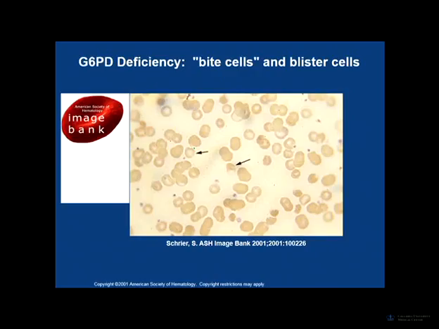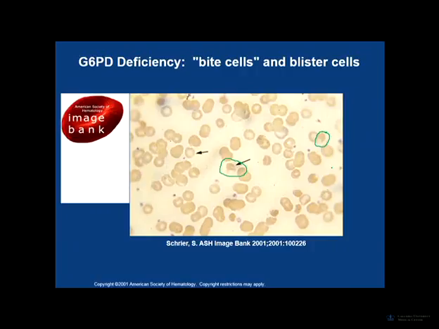You get what we call bite cells. This looks like this red blood cell has had a bite taken out of it. And blister cells. This has another bite taken out of it. Here's a cell with a blister on it. And again, you can just Google this stuff and find billions of pictures of this stuff. The oxidative stress causes this to happen in the red blood cells.